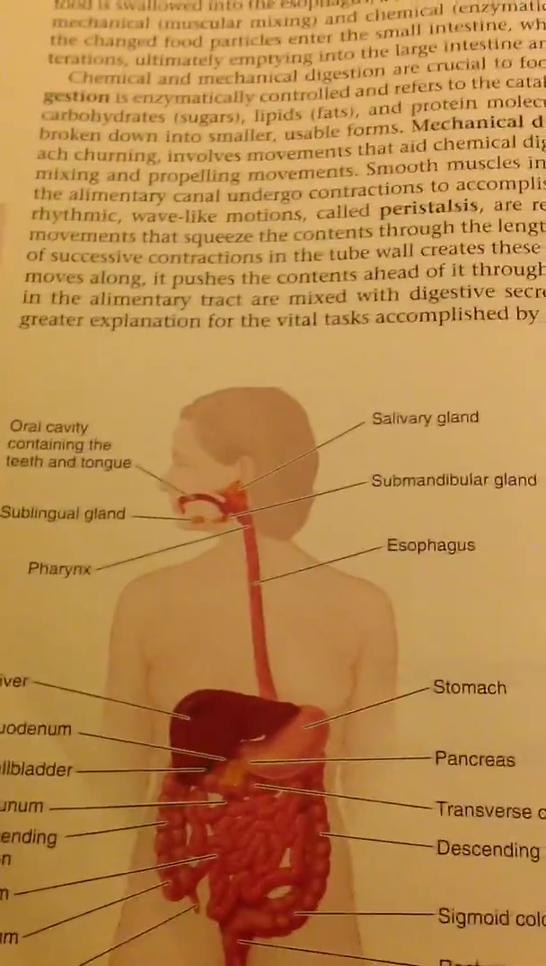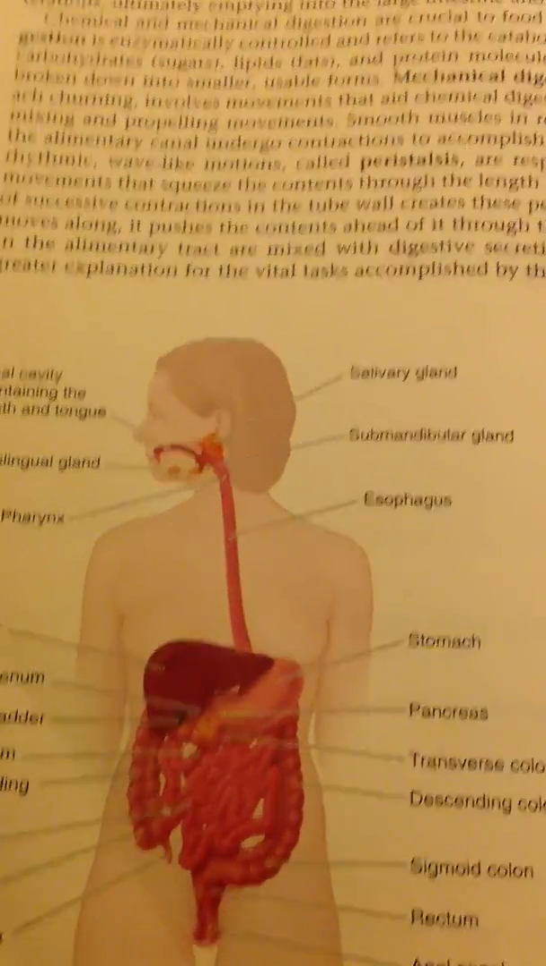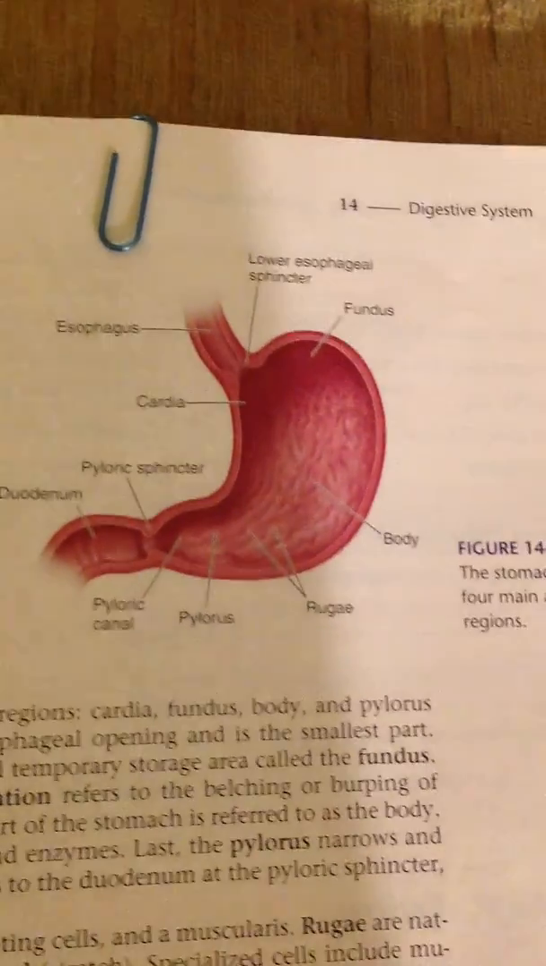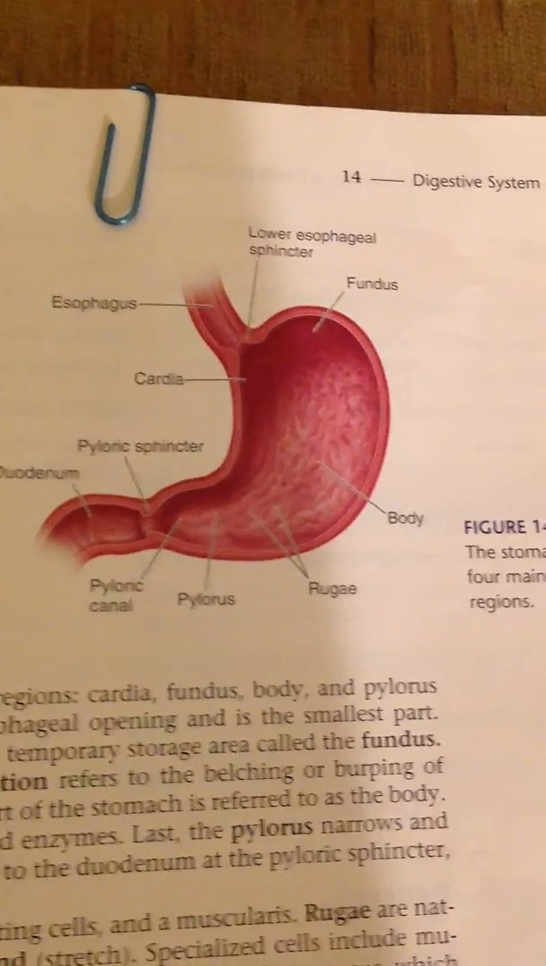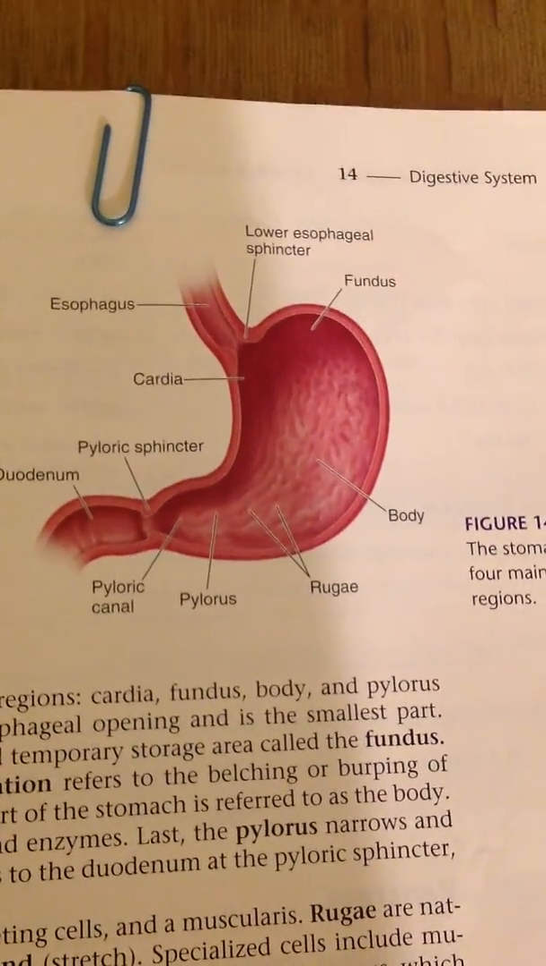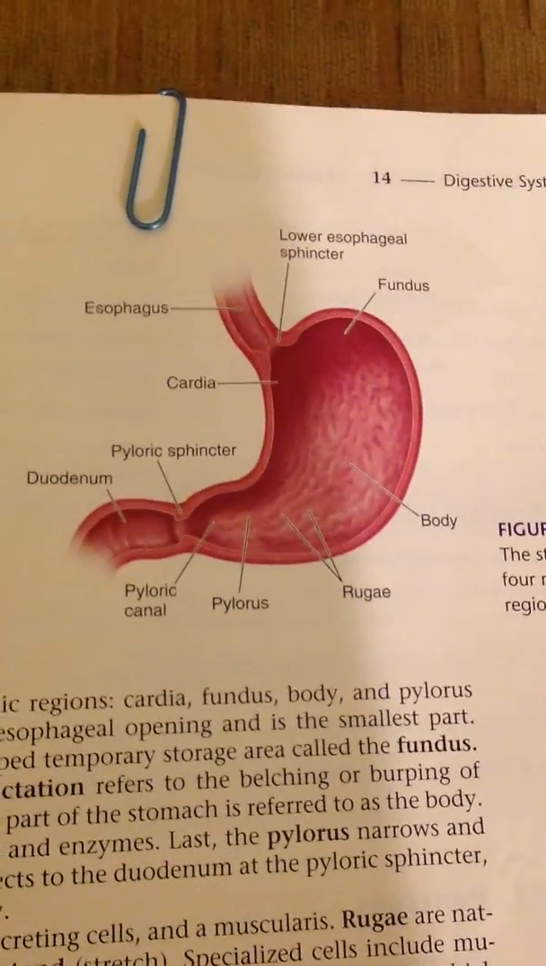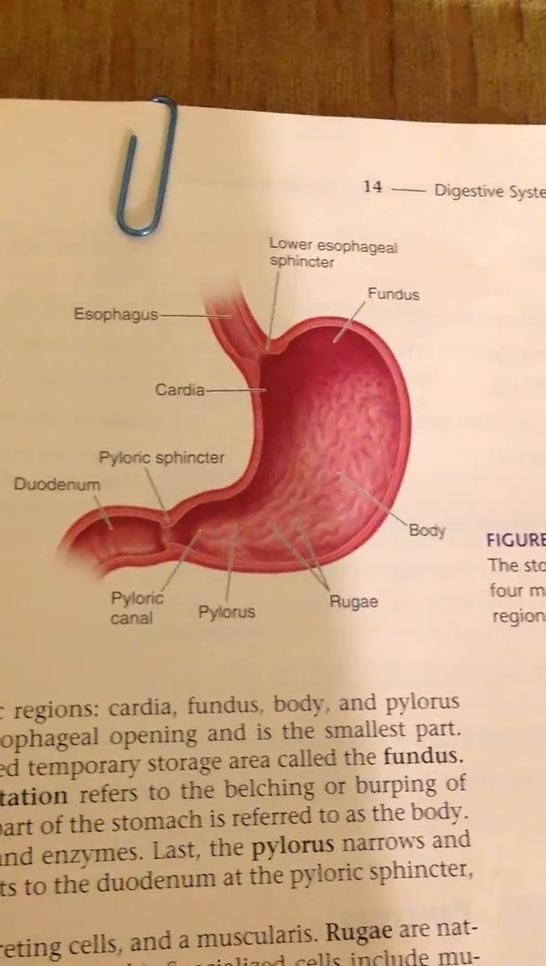So next, the food passes through the esophagus. The esophagus is the muscular tube extending from the pharynx to the stomach. And from the esophagus, food travels through the lower esophageal sphincter to the stomach. The lower esophageal sphincter is the circular end of the muscle between the stomach and the esophagus that prevents backflow of stomach contents into the esophagus.